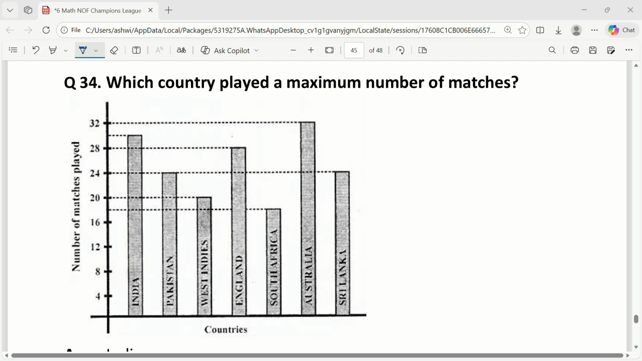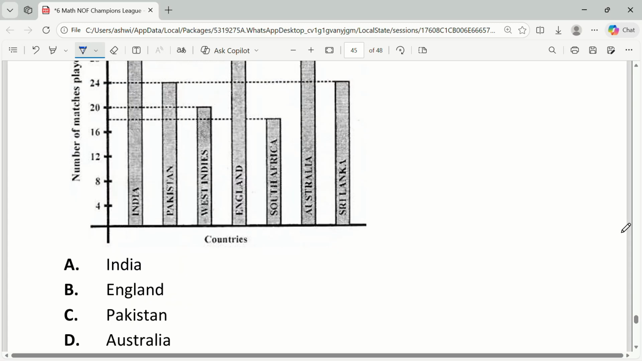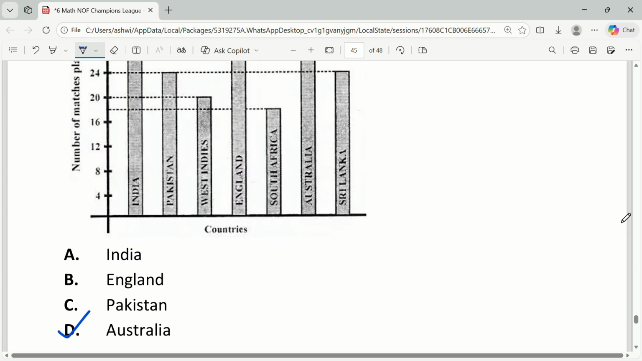Question 34. Which country played a maximum number of matches? In the bar graph, we can see that the bar of Australia is at the highest, that is 32. So, the answer is D, Australia.